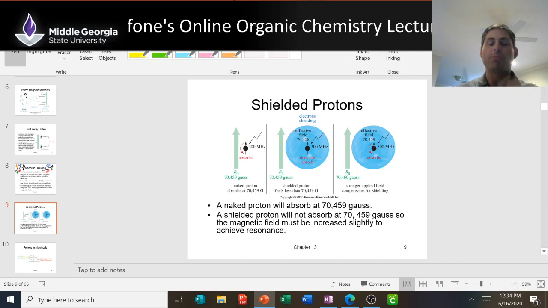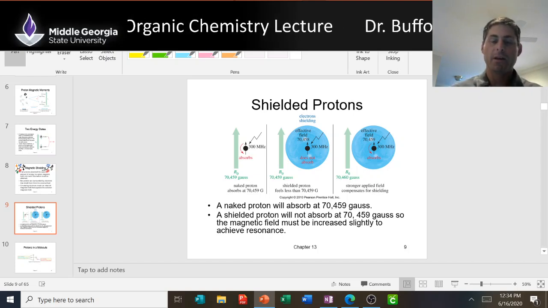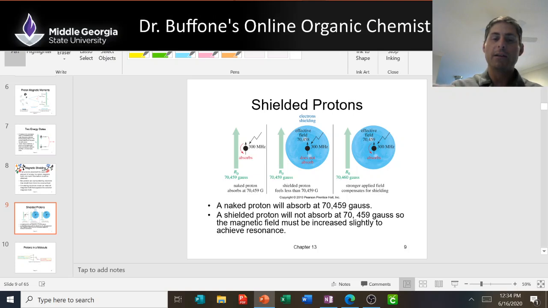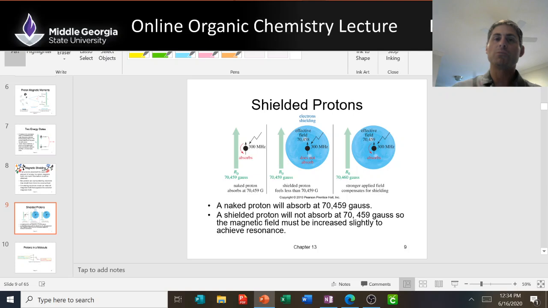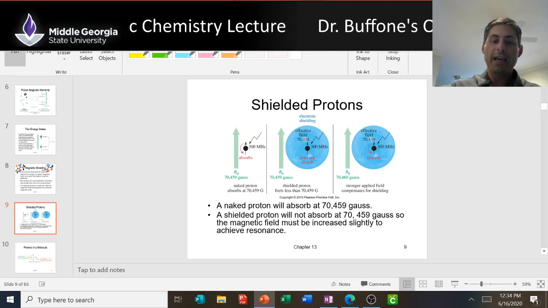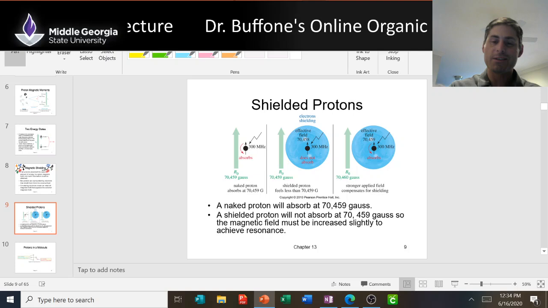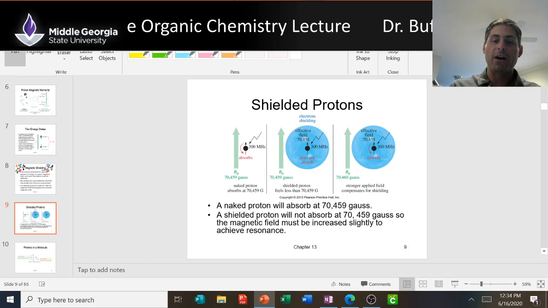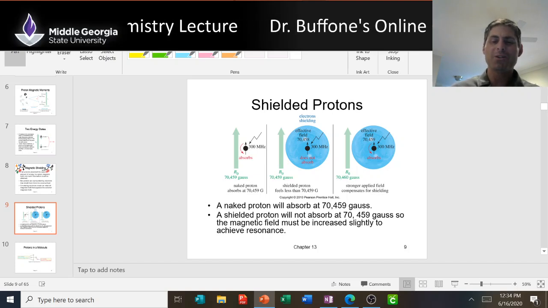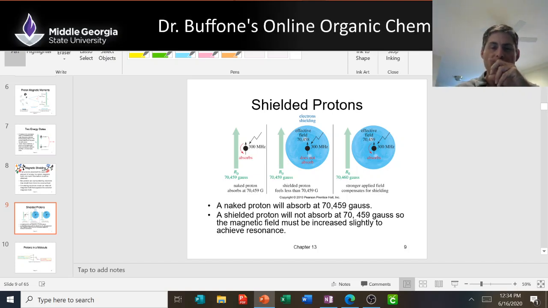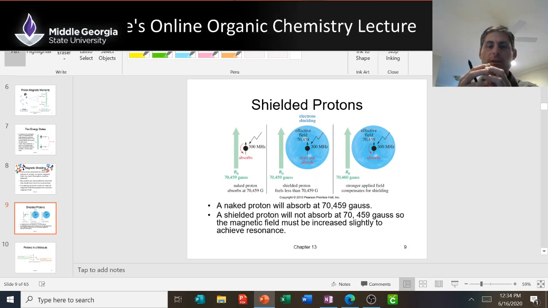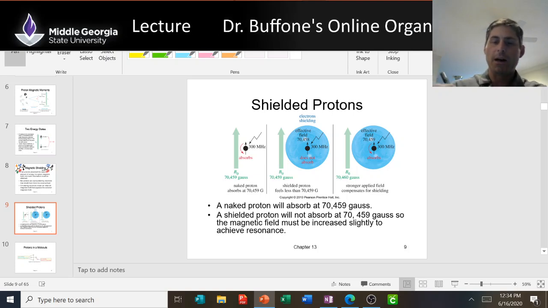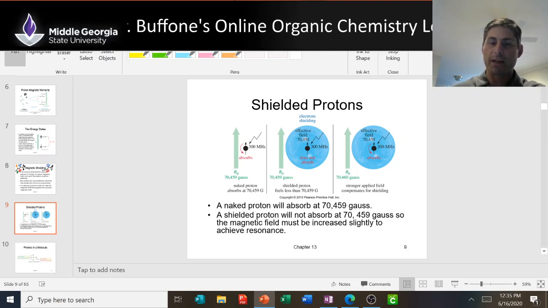If this was a naked proton, where there were no electrons around it, then it would feel more of that external magnetic field, and it would cost more energy to spin flip it. But if you take that proton and put other things around it, this blue halo represents, say, a cloud of electrons around our proton. In a molecule, you're not going to have a blue halo. You're going to have a proton, a hydrogen, with other carbons, other hydrogens, maybe oxygens, nitrogen, whatever, around it. So that's what that is representing.